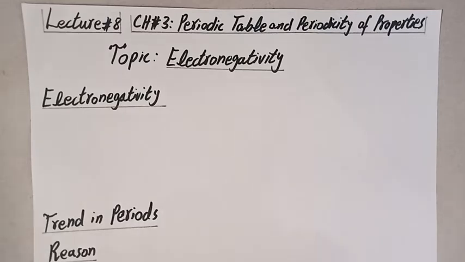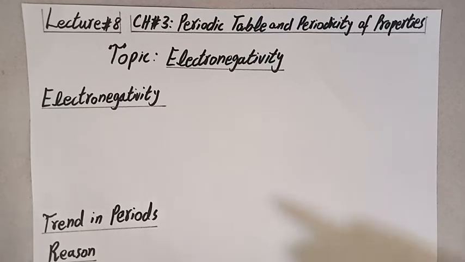And as you know, we are learning chapter number 3, periodic table and periodicity of properties. Today we will discuss the last topic of this chapter. The topic name is electronegativity. By name we can consider that electro means electrons, negativity the attraction. So we will discuss what is electronegativity.